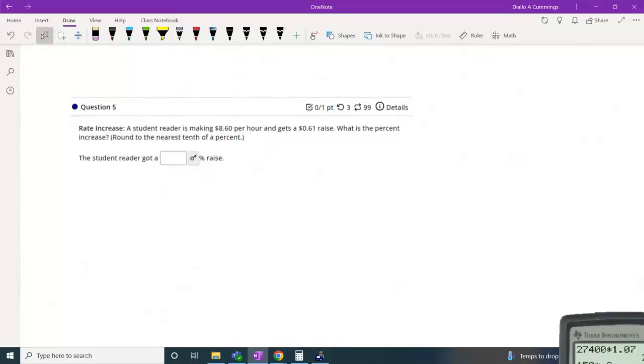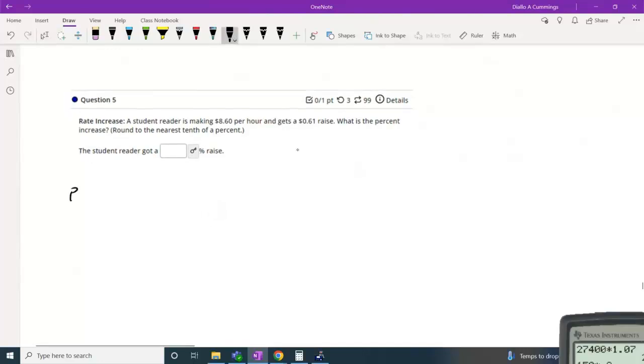All right, so this is from module 2.3, and this is a rate increase example. It says a reader is making $8.60 per hour and gets a 61-cent raise. What is the percent increase rounded to the nearest tenth?